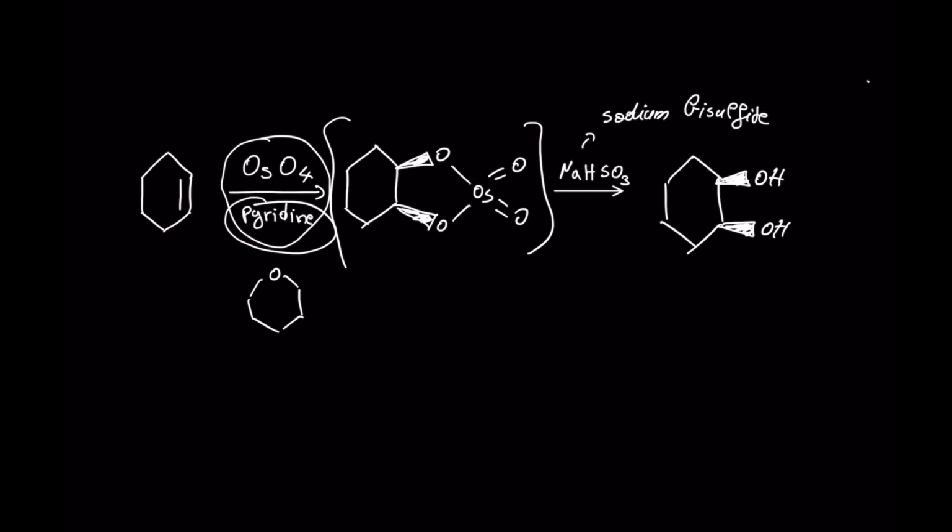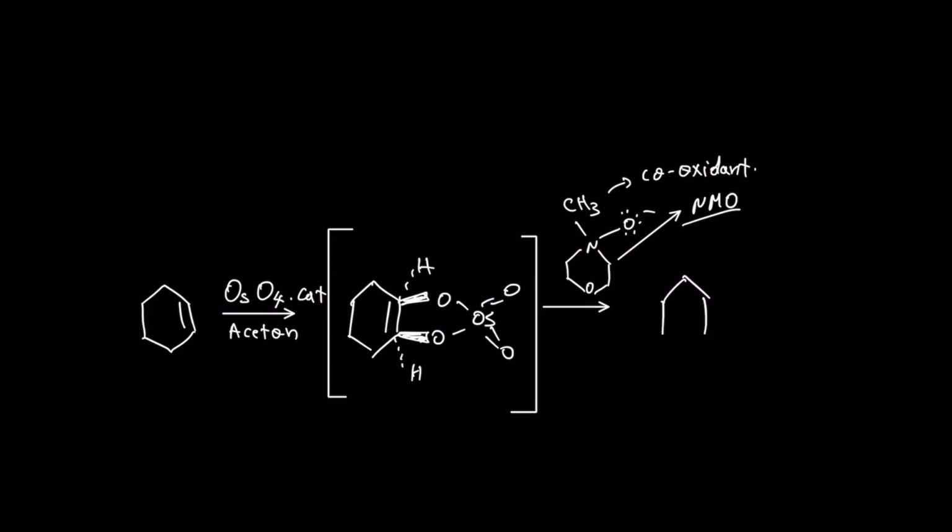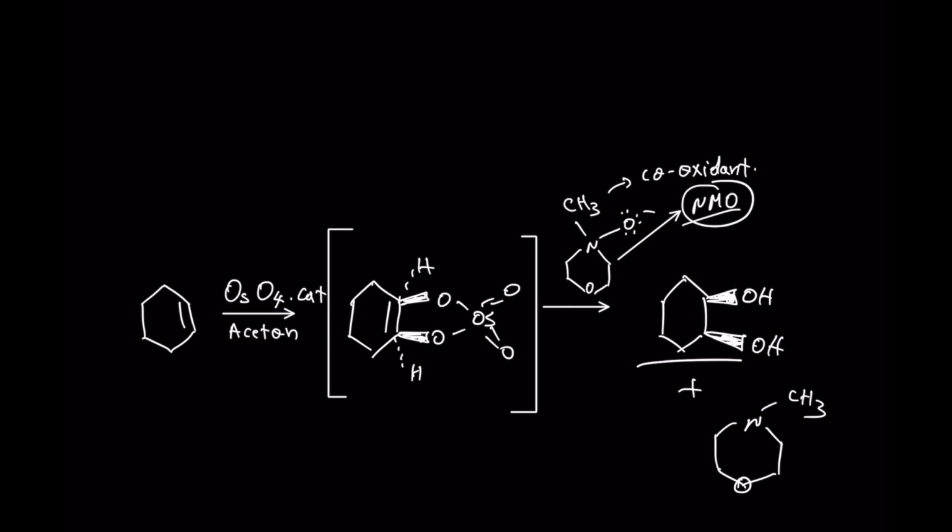Something like this. Instead of that, we use a co-oxidant called N-methylmorpholine N-oxide or NMO. So we use osmium tetraoxide in catalytic amount. So first we are going to have again the cyclic osmate. And after that, with this co-oxidant, we are going to yield a cis-diol. This is called also NMO in a shorter way, plus the remaining of the co-oxidant. And the cycle continues and continues to yield this cis-diol in an economical way.